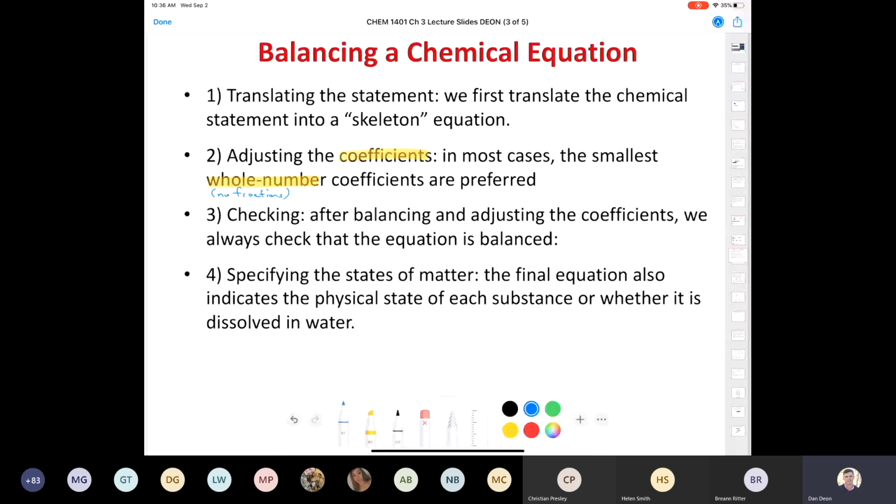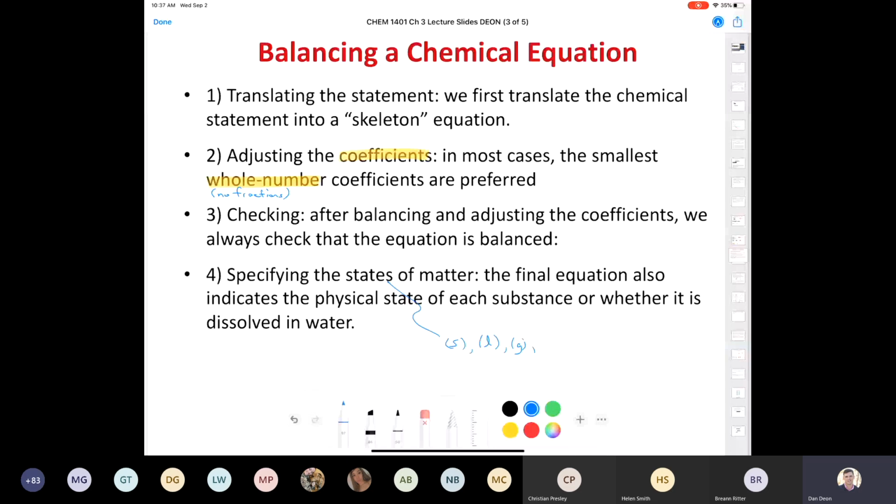You can check it to make sure that it's balanced. And then also always specify states of matter in a balanced equation. And if you're like, what is a state of matter? Let me tell you. The state of matter is solid, liquid, or gas. So if your compound is a solid, you put an S in brackets after. If it's a liquid, you put an L in brackets. If it's a gas, you put G.